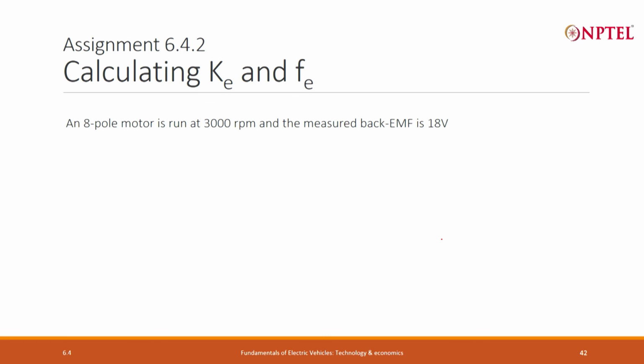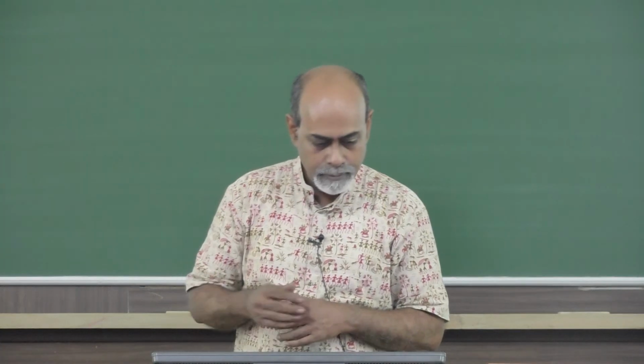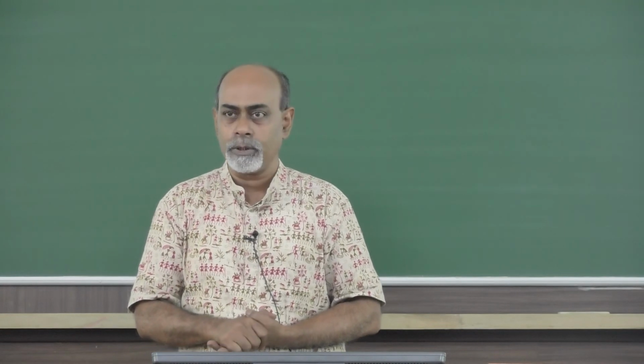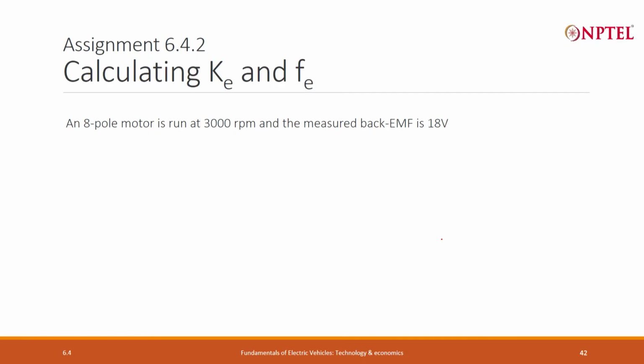So, here is the assignment for you, where you have to calculate Ke and Fe. Ke is the back EMF constant, Fe is the electrical frequency. So, an 8-pole motor, remember it is an 8-pole motor, the drawing I showed you earlier was a 6-pole motor, this is an 8-pole motor, it is run at 3000 RPM, and I measure by connecting it with an oscilloscope that the back EMF is 18 volts.